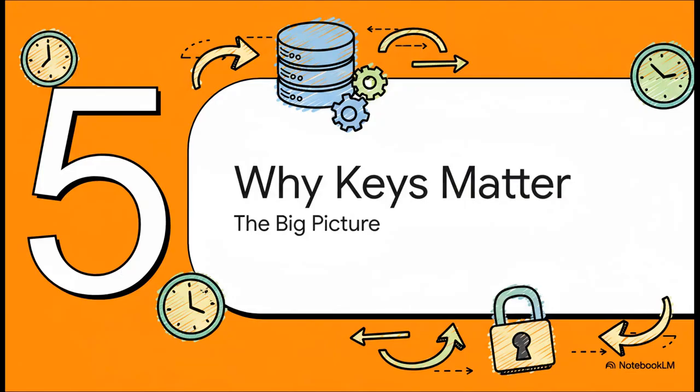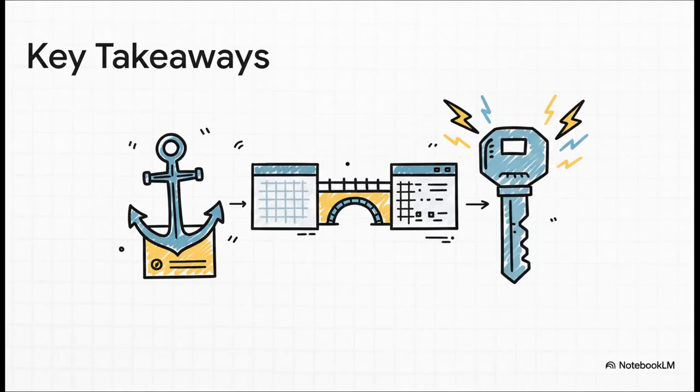So let's bring this all home. Let's talk about why this actually matters to you, probably every single day. You know, the big takeaway here is pretty simple. Keys are the invisible architecture of organized data. They are the anchors, they are the bridges, and they are the power tools that turn what would be a chaotic sea of information into a structured, efficient, and reliable system that just works.